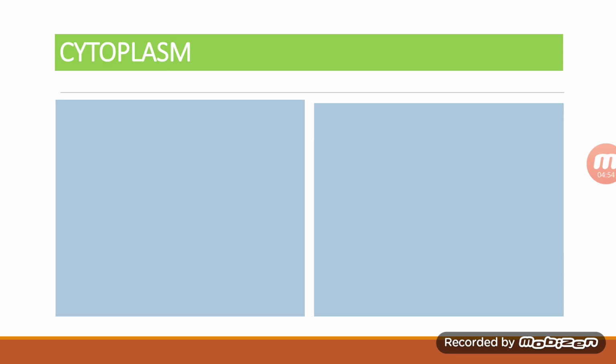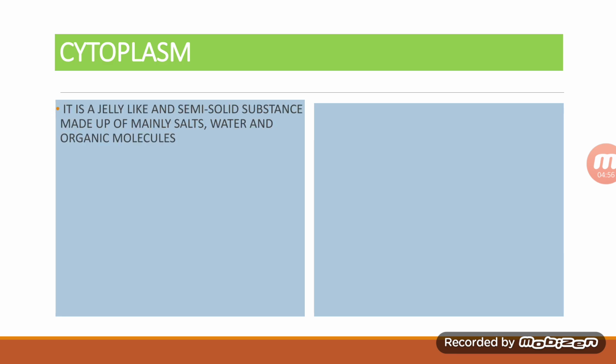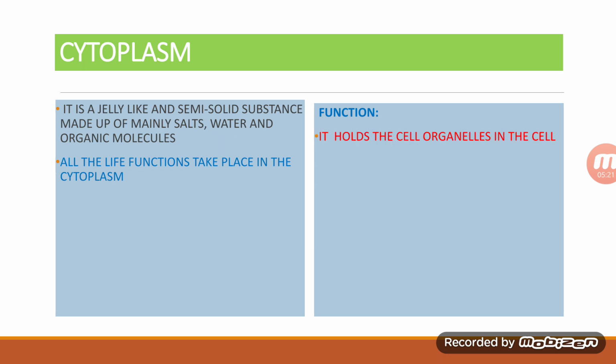Number 3, what is cytoplasm? It is a jelly-like semi-solid substance and its composition is made up of salts, water and organic molecules. All the vital, that is important, life functions take place in the cytoplasm, which is important for the organism to survive or live. So the most important function of cytoplasm is to hold the cell organelles in the cell in their position.